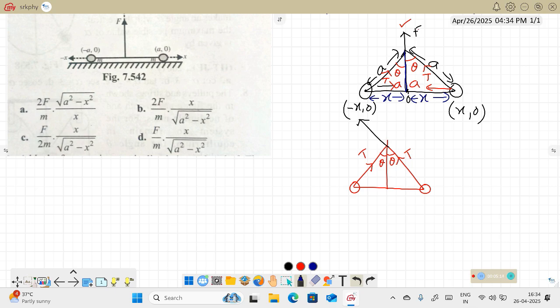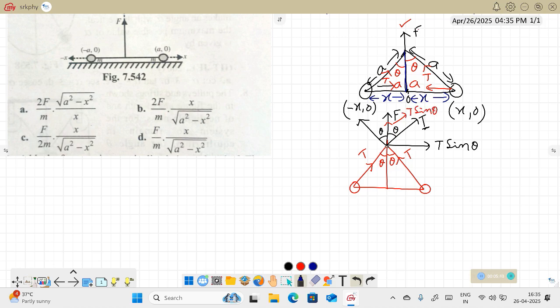Tension is a vector having angle and direction. I am taking it like this. Here also the tension I am taking like this, and this is the direction of the force which you apply. So according to geometry, I can tell that this is making an angle theta. Now, if you resolve this T into components, we are getting two components. One component is T sin theta, and the second component, in the direction of the force, is T cos theta.